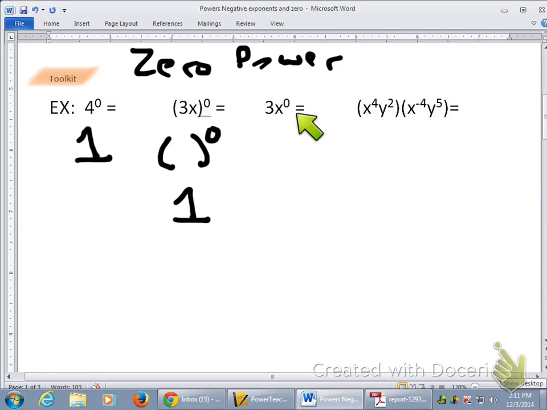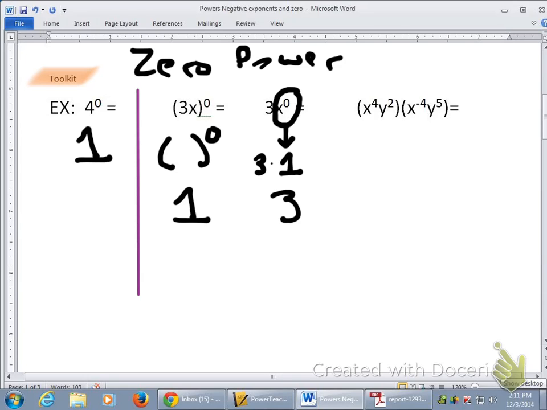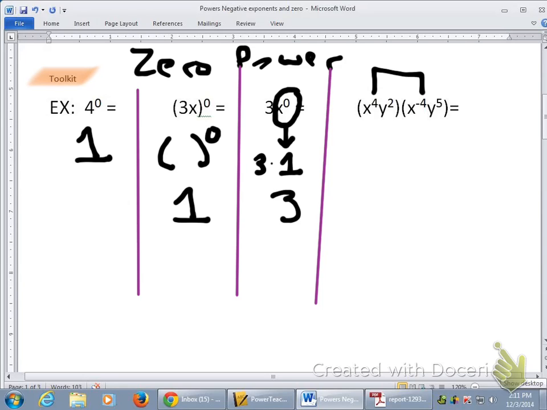Now, on this second problem, what number is the base of the exponent 0? Well, that number is just the x. X is the only thing being raised to the 0 power. So I can change that to a 1, but that still leaves me with a 3. And of course, you can simplify that, and 3 times 1 is 3. So the answer to this second one is 3. Take a minute to run through those two examples again and notice the difference between these two.